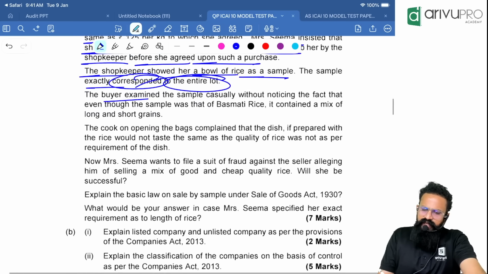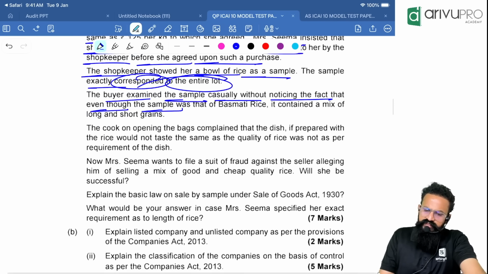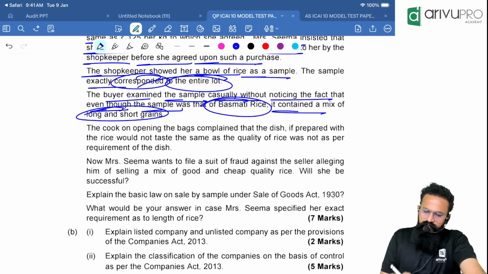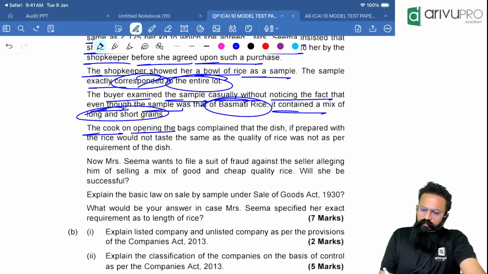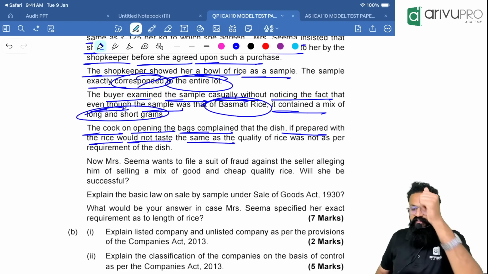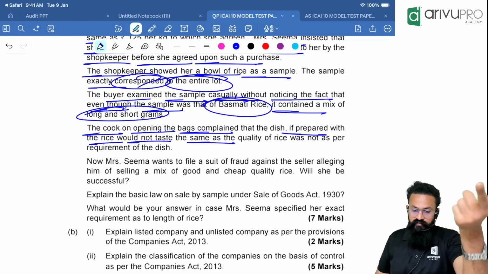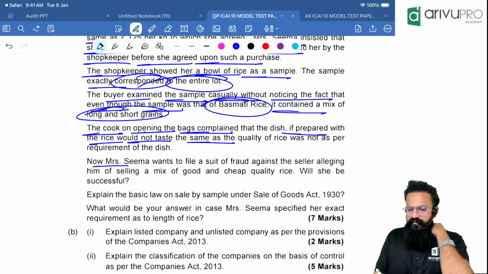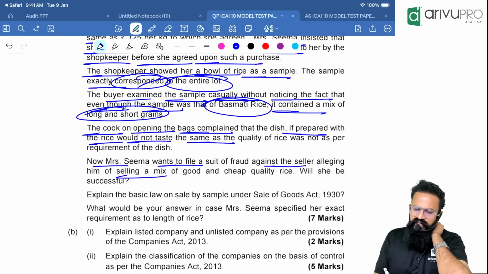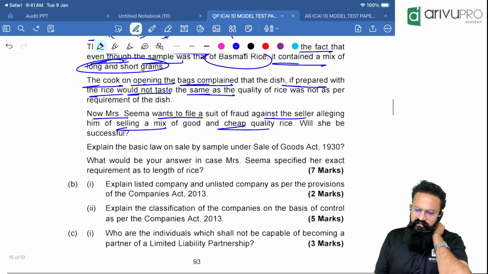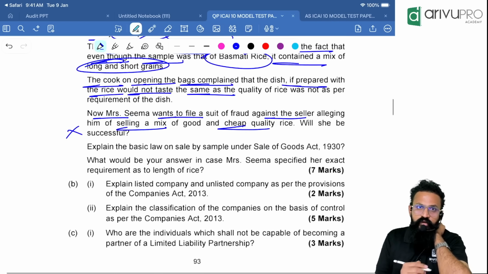The buyer examined the sample casually without noticing the fact that even though the sample was that of basmati rice, it contained a mix of long and short grains. The cook, on opening the bag, complained that the dish, if prepared with the rice, would not taste the same, as the quality of rice was not as per the requirement of the dish. Now, Ms. Seema wants to file a suit of fraud against the seller, alleging him of selling a mix of goods and cheap quality rice. Will she succeed? Answer is no. Why?